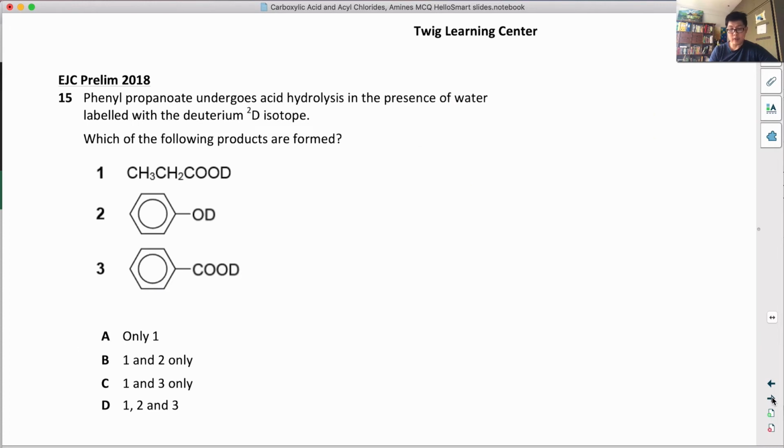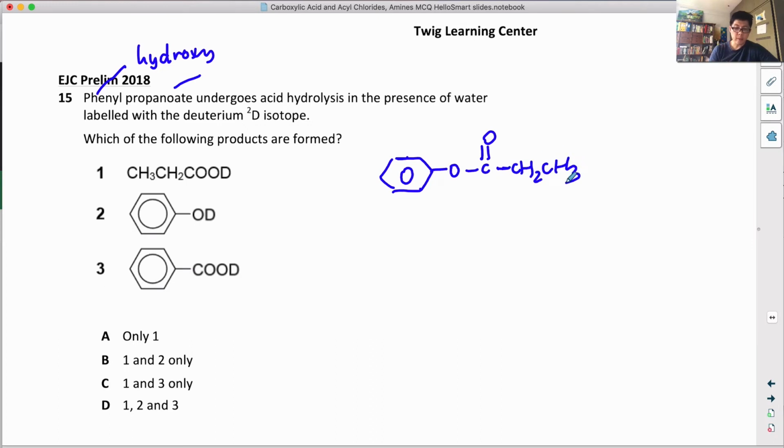Phenyl propanoate. So this is how to draw phenyl propanoate. This one comes from the hydroxy compound, which is phenol, and this one comes from the acid, actually the propanoic acid side. So let's see how we draw it. This is what we are supposed to draw: phenyl propanoate. So you have O, C double bond O, propanoate, which means there are 3 carbons: 1, 2, 3. Keep it simple.